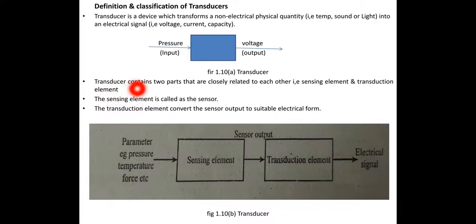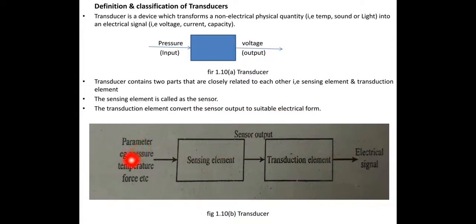Okay, so a transducer contains two parts that are closely related to each other, that is the sensing element and the transduction element. You see here the first element is known as the sensing element and the other element is known as the transduction element. The sensing element is called a sensor. The transduction element converts the sensor output to a suitable electrical form.